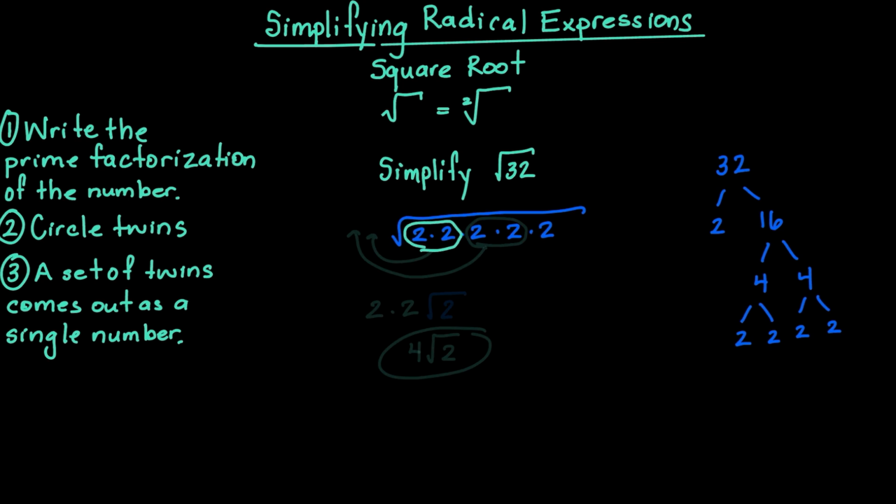Twins that are 2s, twins that are 2s, those will both come out and be multiplied. See, on the outside, I have 2 times 2. And on the inside, I'm left with radical 2. So my final answer is 4 radical 2.